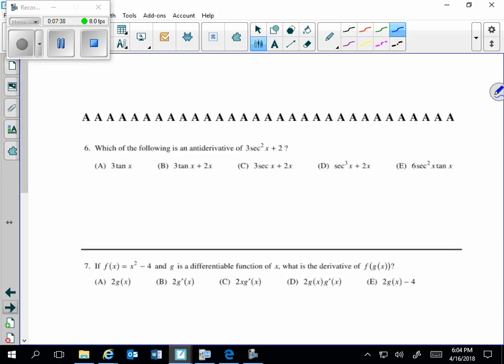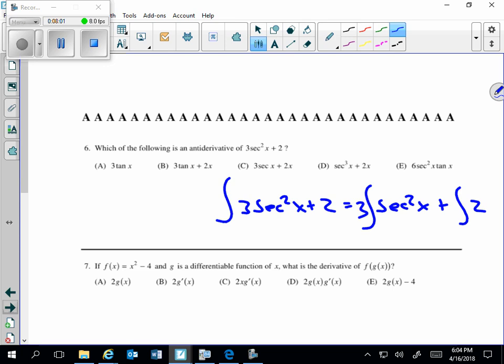Question 6. Which of the following is the antiderivative? Antiderivative is basically the indefinite integral. So the integral of 3 secant squared x plus 2. Forget the plus 2 for a second, because remember I can split that into the integral of secant squared plus the integral of 2, right? Throw the 3 in front. I can split them up.